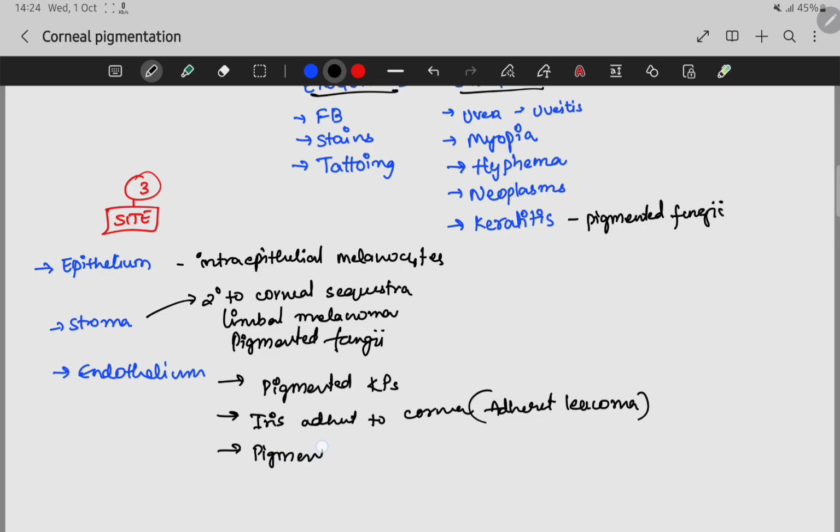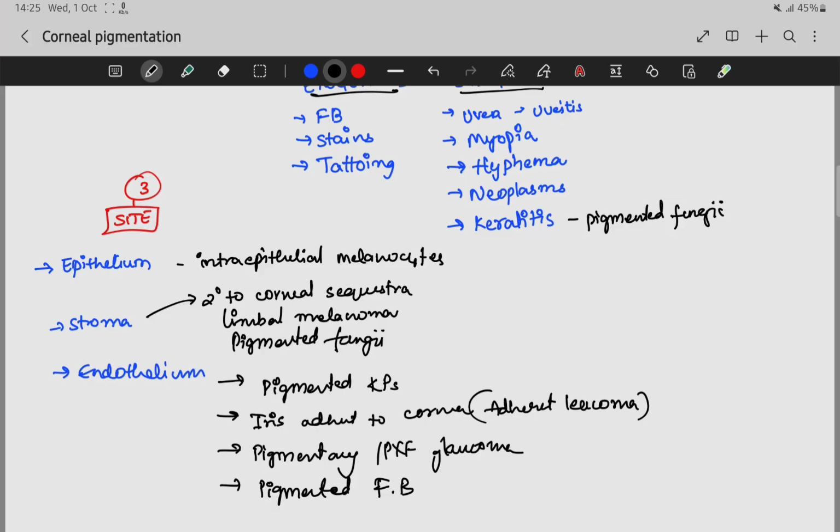And also in case of pigmentary glaucomas or pseudoexfoliation glaucomas, we can see pigment over the endothelium of the cornea. And also in pigmented foreign bodies which are retained inside the eyes, we can see endothelial deposits. Okay, so this is one classification based on the site of deposition of the pigment. Okay. Next, coming to another type of classification.